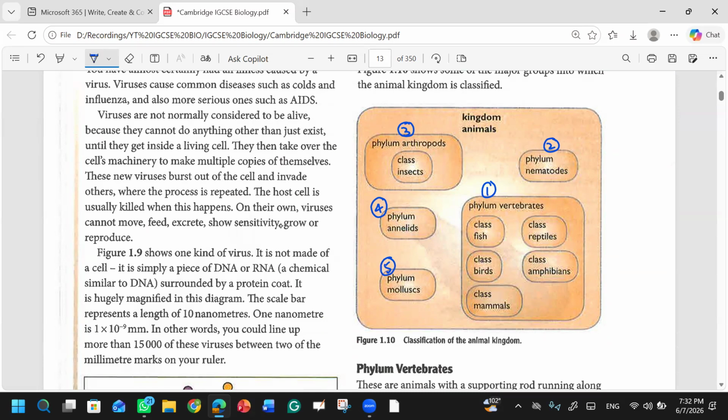Within the phylum vertebrate, we will discuss in more detail, and this is our topic of concern. Phylum vertebrate, you know some of the vertebrates, you know about them, right? Can you tell me any vertebrate?